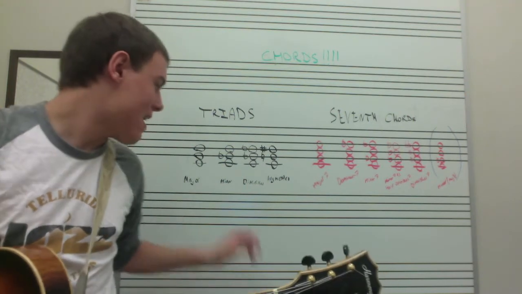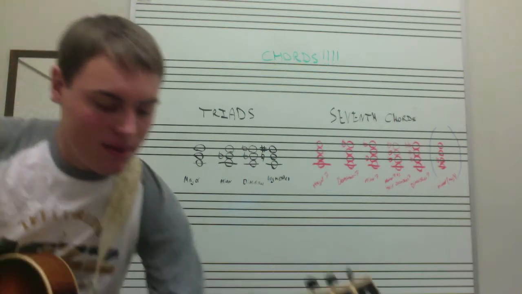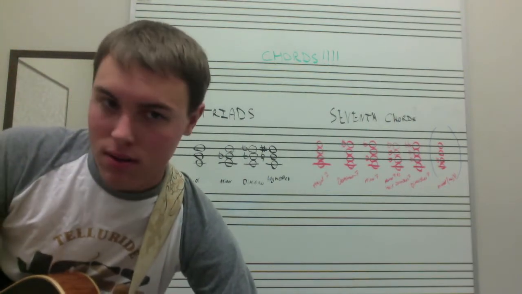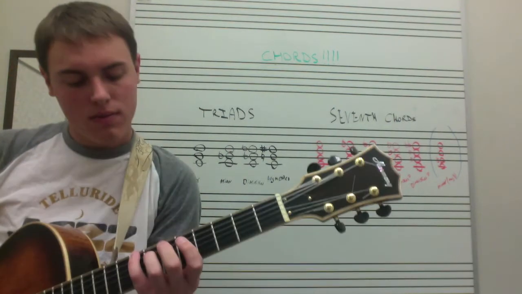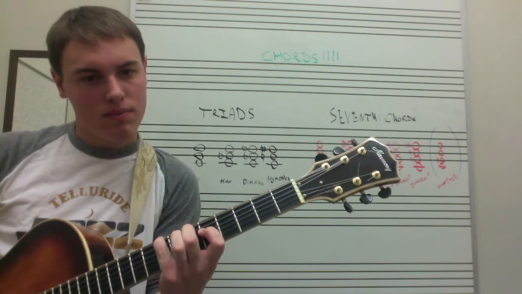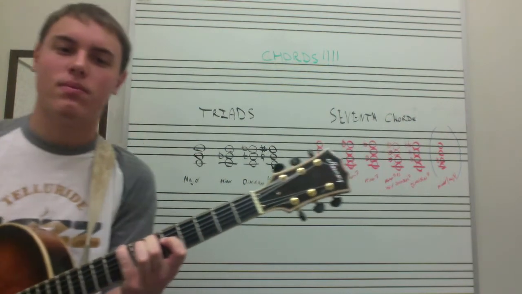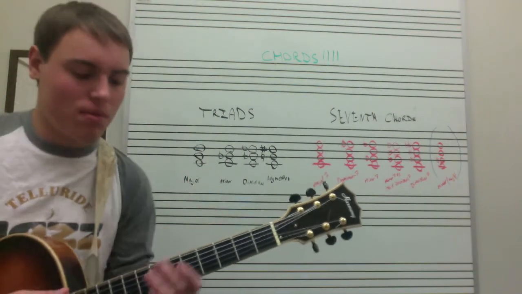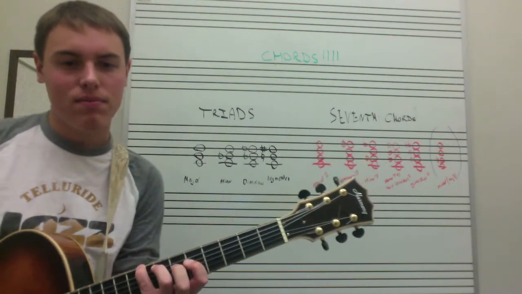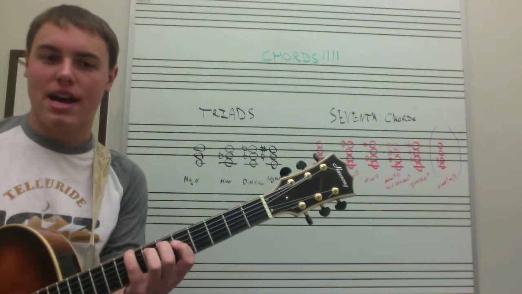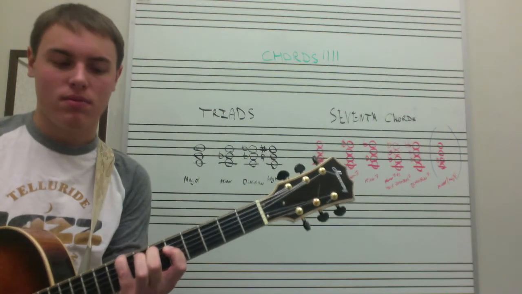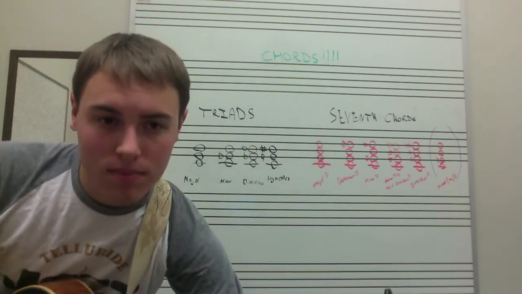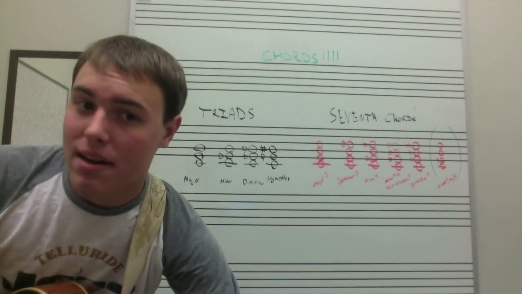The next one we have is our minor triad. For the minor triad, you're simply going to lower the third from the major triad. So your major triad, your minor triad. Major triad, minor triad.